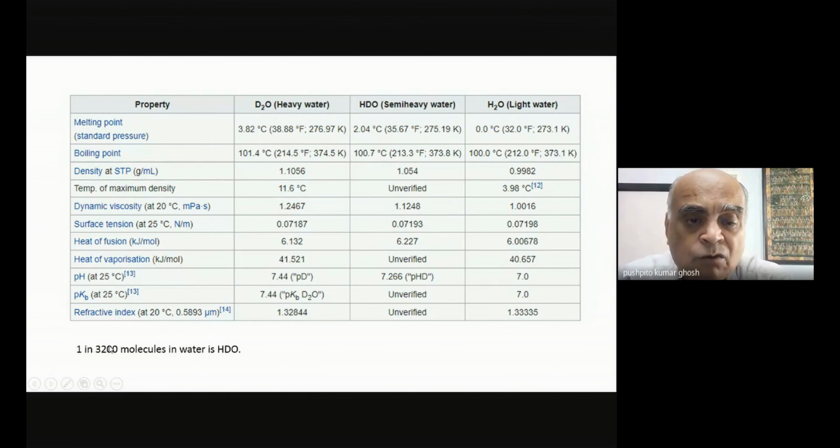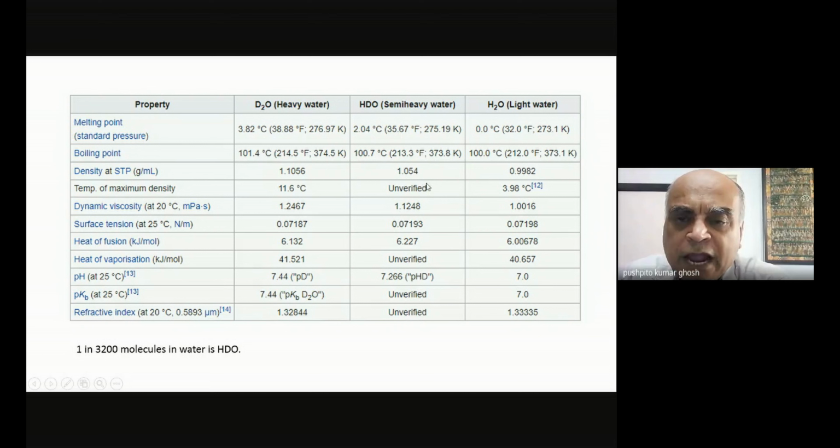All right. Now, this is a very interesting property. I've just tried to put down the properties of D2O, HDO, and H2O. For H2O, we know that the boiling point is 100 degrees centigrade at 1 atmosphere pressure. Now, HDO has a boiling point of 100.7 degrees centigrade. It's not 100 degrees centigrade. And D2O has 101.4 degrees centigrade.